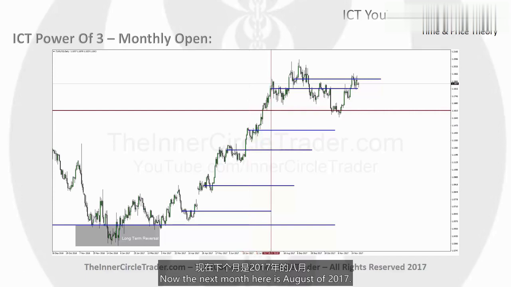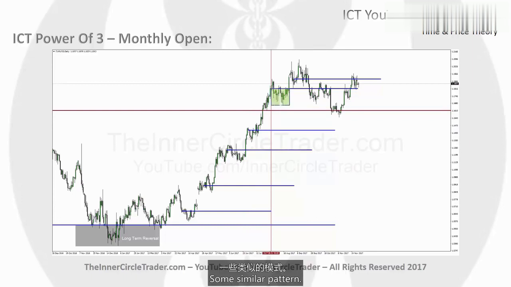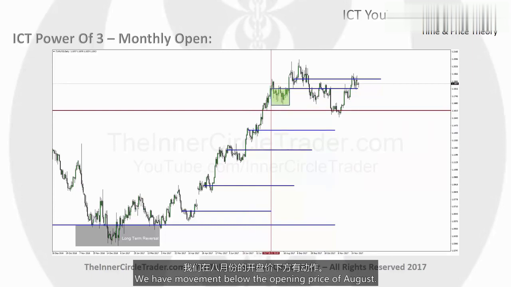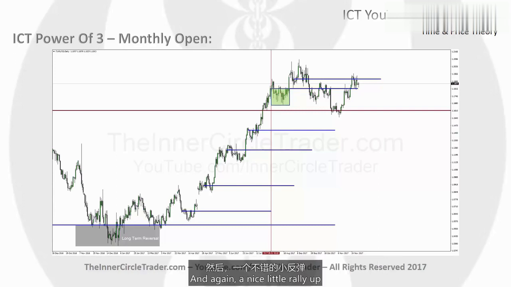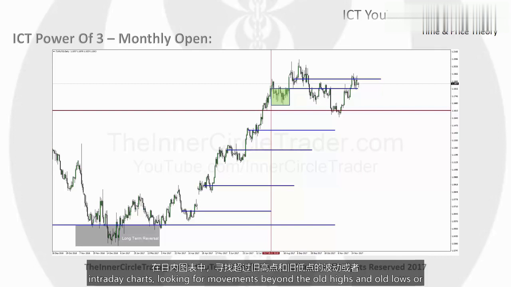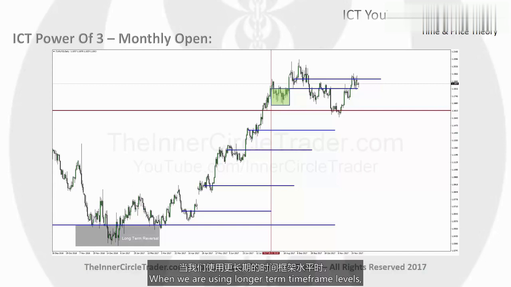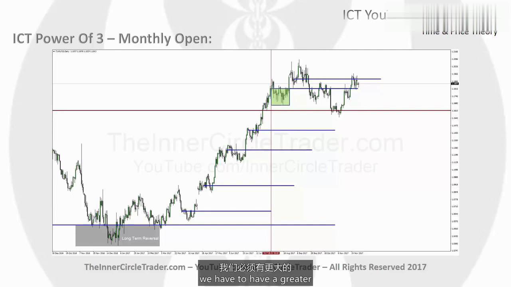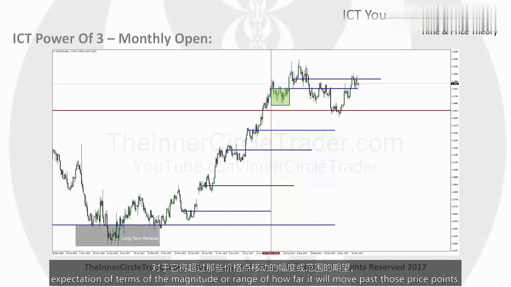Now the next month here is August of 2017. Similar pattern. We have movement below the opening price of August. And again, a nice little rally up. And it moves about 400 plus points or pips above the old long-term high. So obviously we can't use a 10 to 20 to 30 pip sweep idea like we do with intraday charts, looking for movements beyond the old highs and old lows or double bottoms and double tops. When we are using longer term time frame levels, we have to have a greater expectation in terms of the magnitude or range of how far it'll move past those price points.